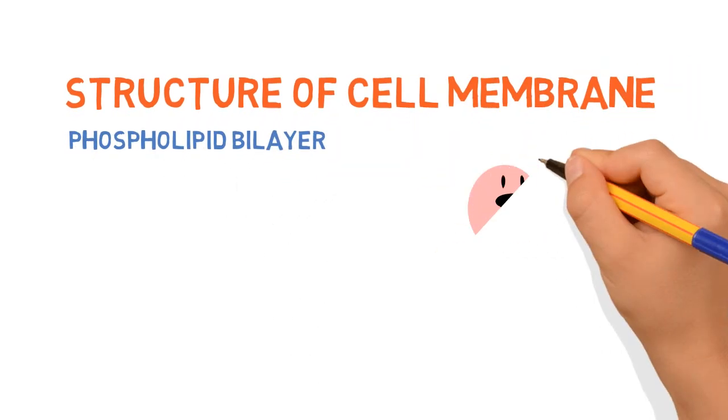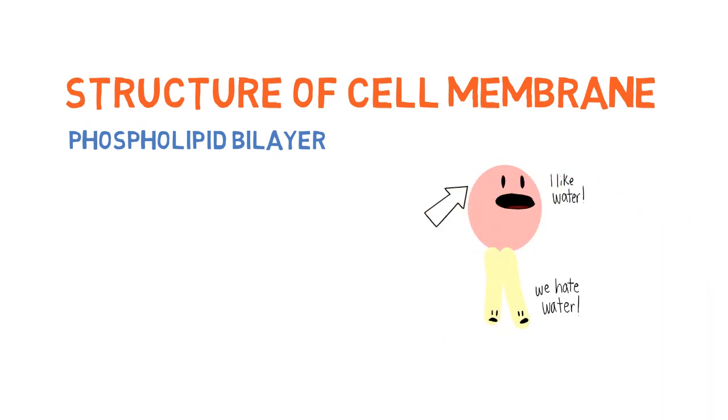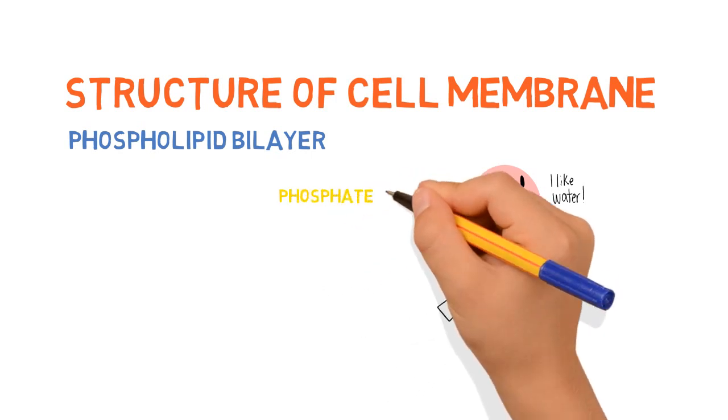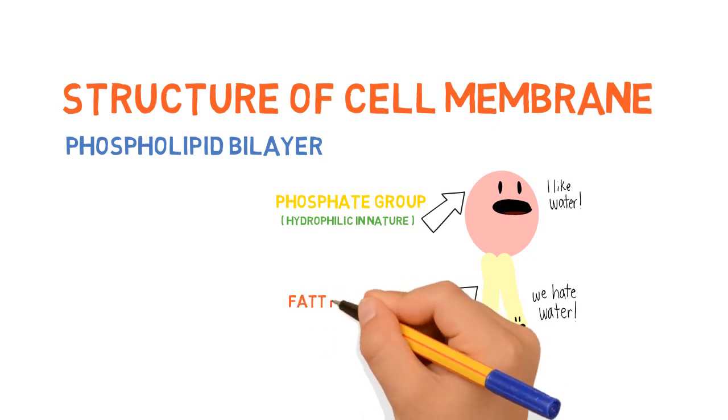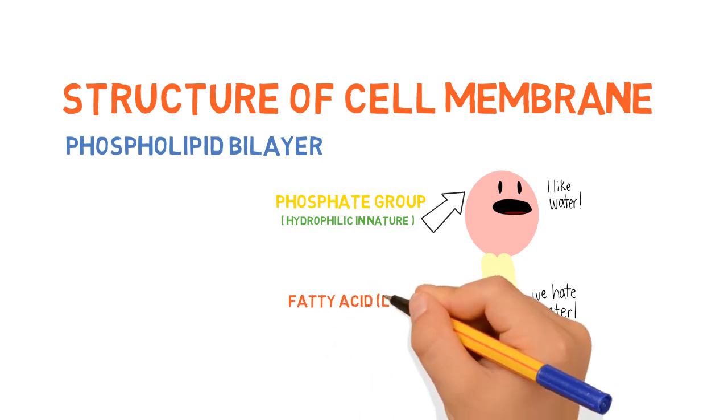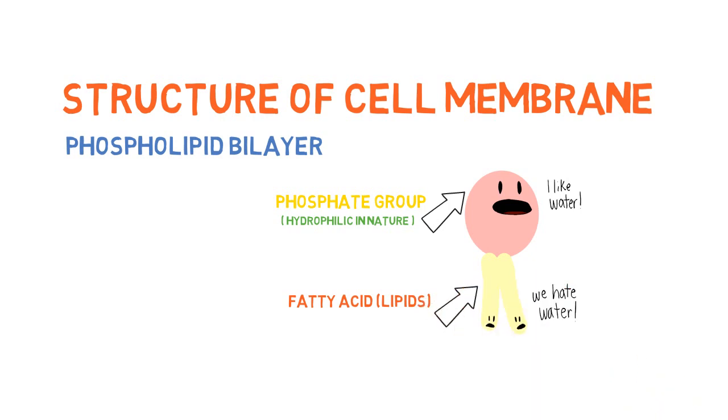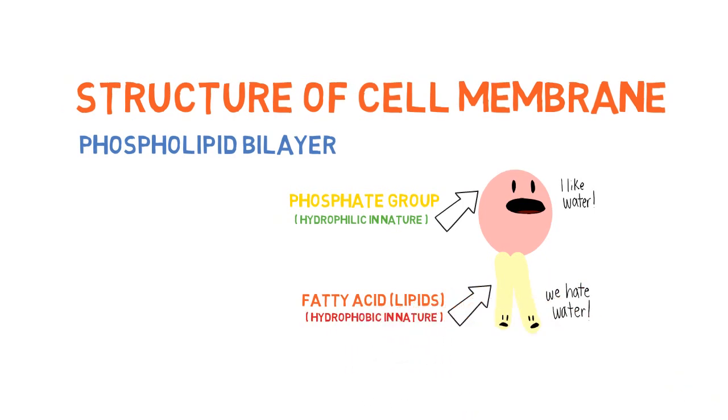It consists of two parts, a polar part and a non-polar part. The polar part is due to the presence of a phosphate group. It is hydrophilic in nature, whereas the other part is non-polar due to the presence of fatty acids. It is hydrophobic in nature. Due to the presence of fatty acids, it acts as a selectively permeable membrane, so that only lipid-soluble substances and low molecular weight substances can pass directly through the cell membrane.